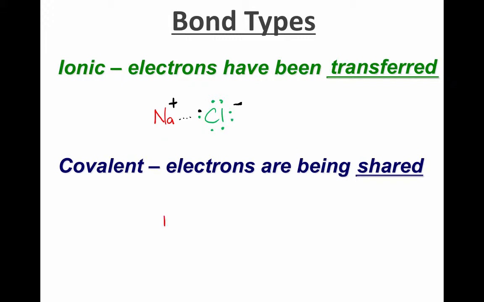A covalent bond might form between two bromine atoms. Recall that bromine is a halogen, so it has 7 valence electrons. In this case, rather than transferring an electron, these two atoms simply share a pair of electrons. We represent that with a single line in between them to show that there's 2 electrons being shared. This is what we call a covalent bond.